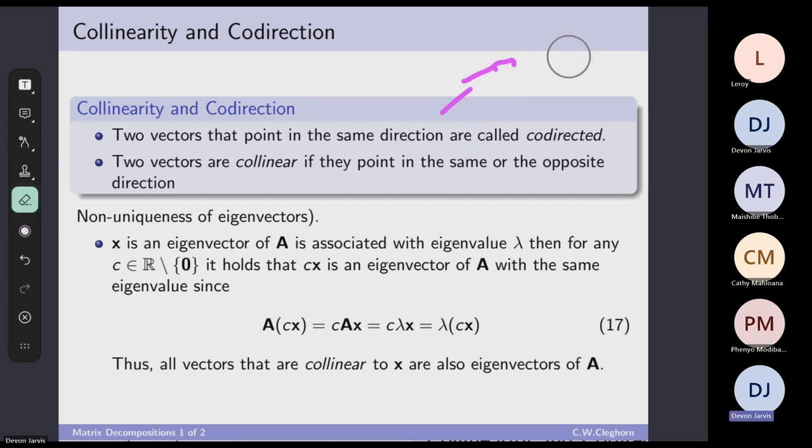Okay? So this leads to what is known as the non-uniqueness of eigenvectors. And this is a property that I always forget.